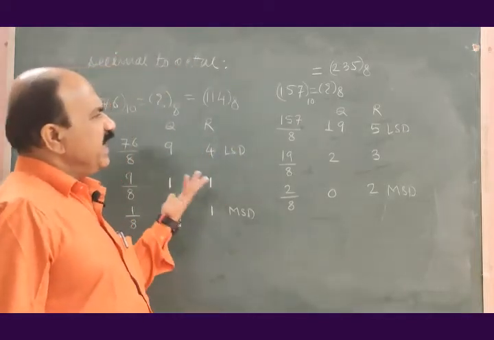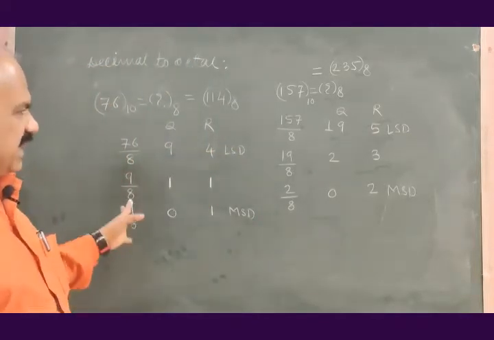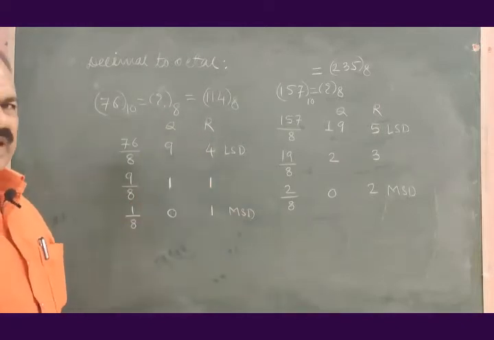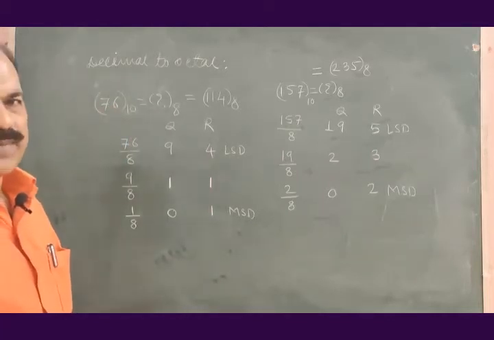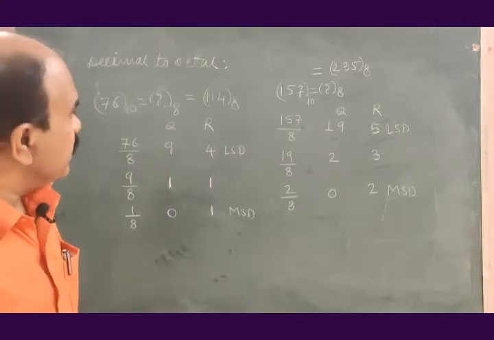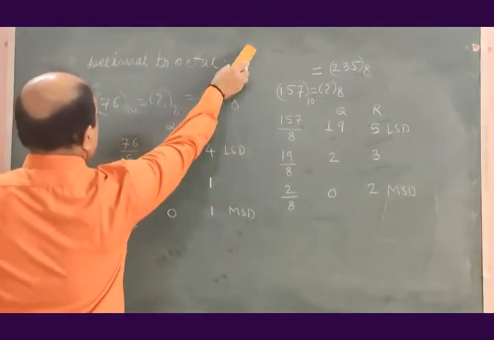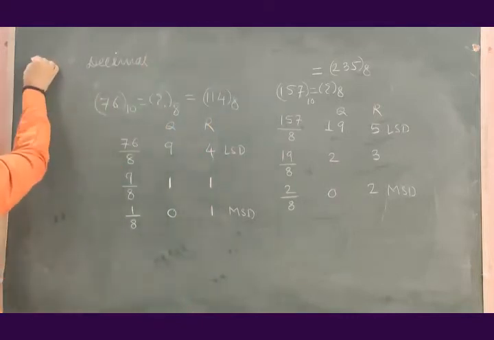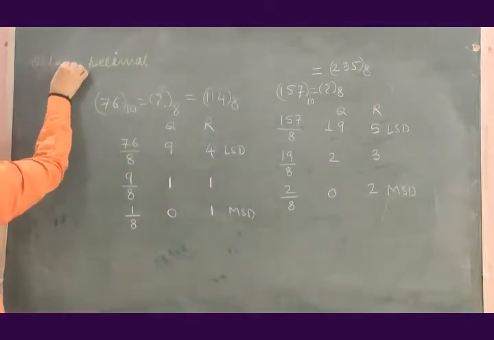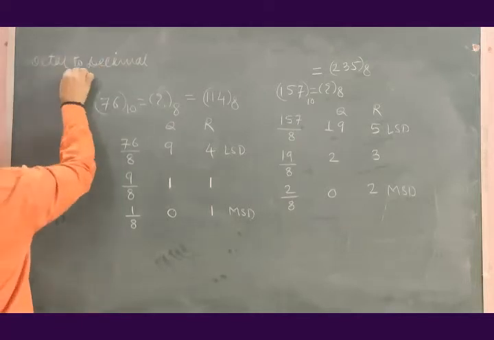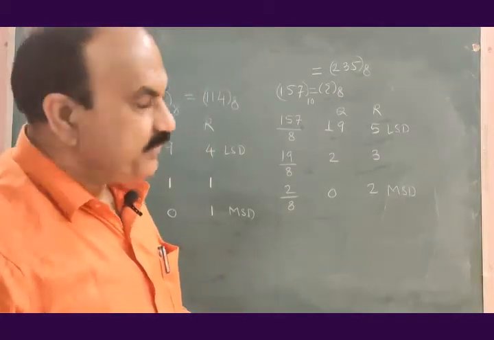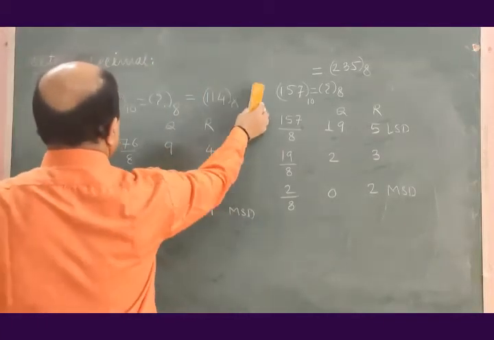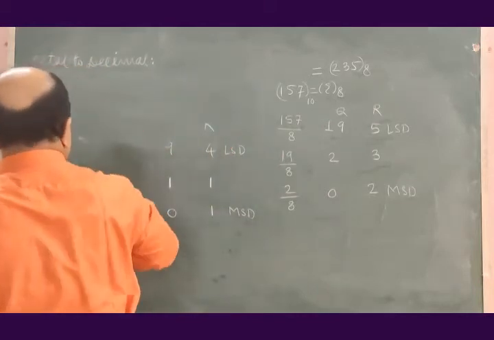Actually, we can go for many more such examples, but I think it is sufficient. You practice more examples and convert decimal numbers to octal numbers. Next one is the reverse of this: octal to decimal conversion. How to convert octal numbers to decimal numbers?